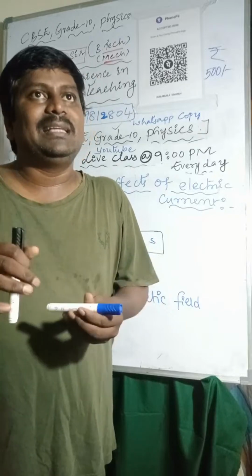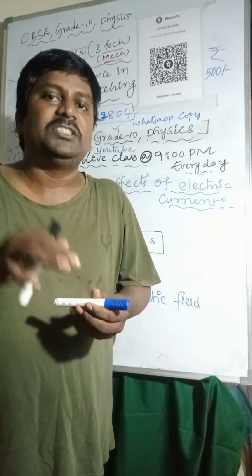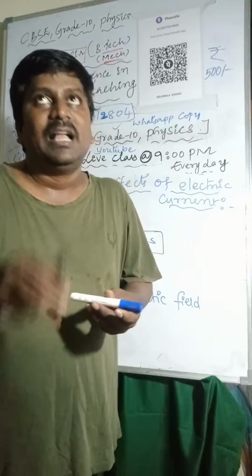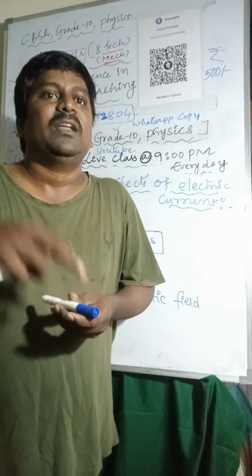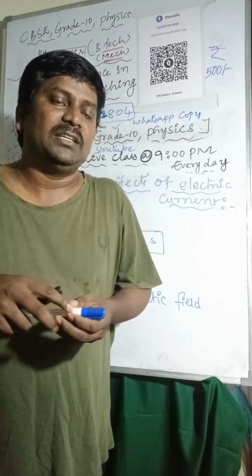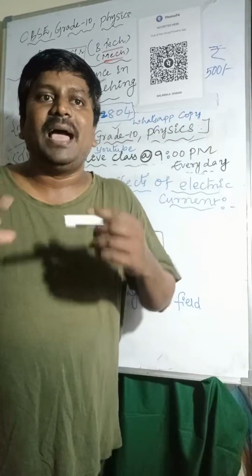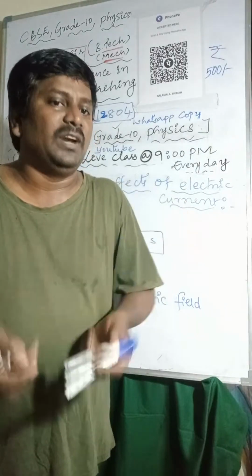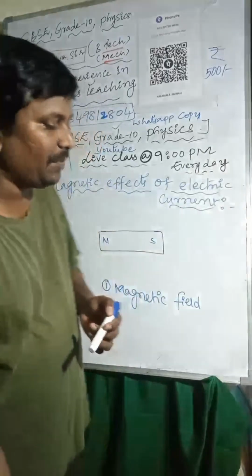The region around the magnet in which magnetic force is exerted is called the magnetic field. The magnetic field will be in the form of field lines.